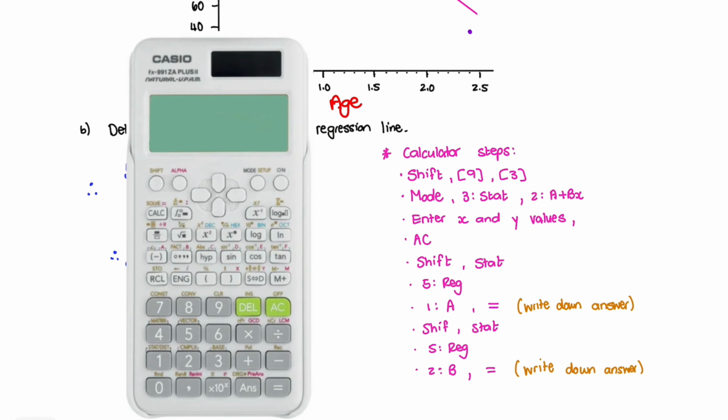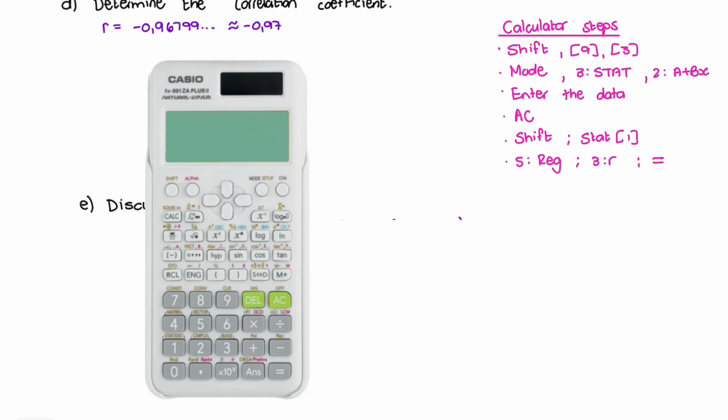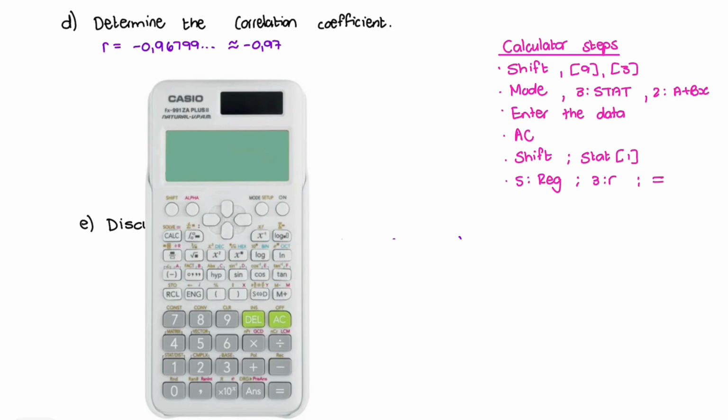Once you have entered all the values, you press AC and your calculator screen would clear. But now that information is stored within the calculator's memory. So all that we need to do now is press Shift 1 and choose the option for the regression line again. And one of the options is R. So option 3 would be R, and you press equals. And the value that will pop up is your correlation coefficient.